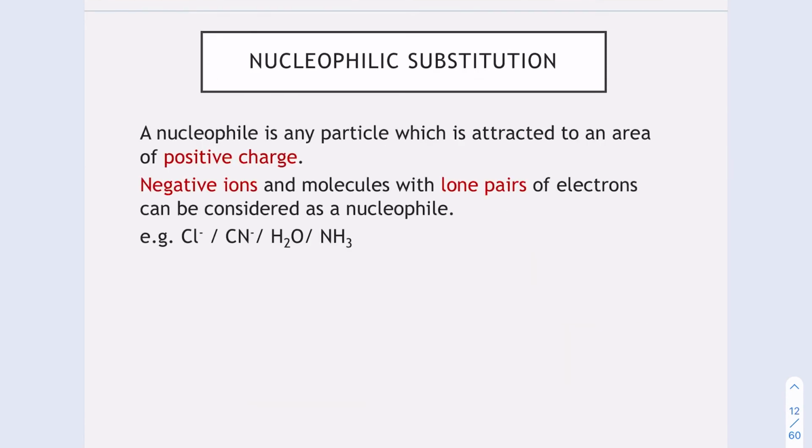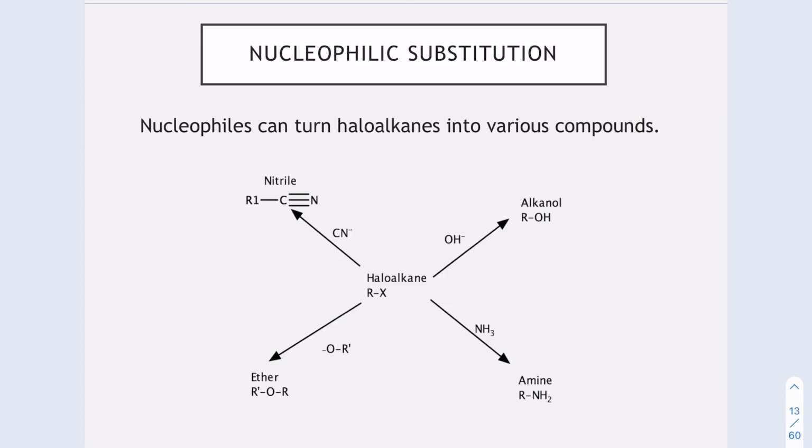The final substitution reaction that you need to learn for Advanced Higher is called nucleophilic substitution. A nucleophile is a particle which is attracted to an area of positive charge. So negative ions and molecules with lone pairs can all be considered as nucleophiles. For example, we've got chloride. Also with lone pairs, we've got water and we've got ammonia, so they can all be considered as nucleophiles and undergo nucleophilic substitution. Here we have some examples.